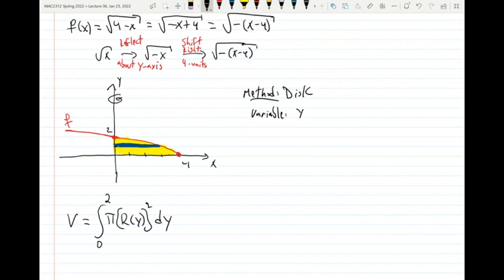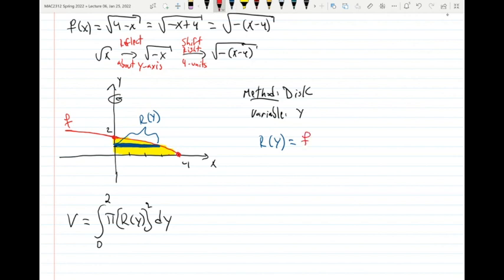Now, to proceed any further, we need to know what r of y is, right? So, let's go back to the picture and understand what r is. Remember, r is the radius of your disk, which is the length of your rectangle, right? So this is r, right here. That's what we mean by r of y. So how can we calculate r of y? It will be right minus left. What's the right in this case?